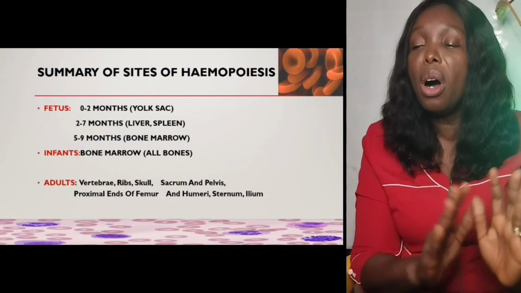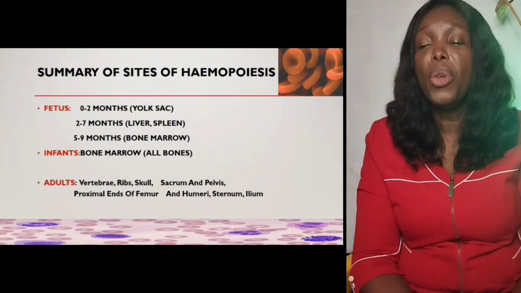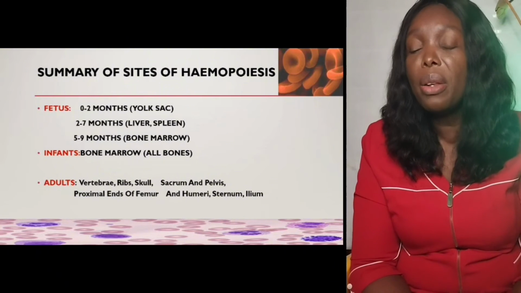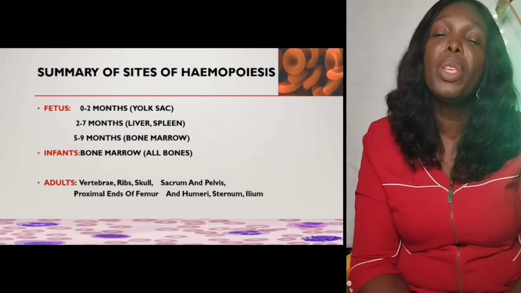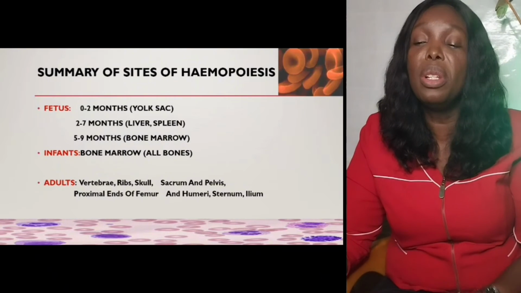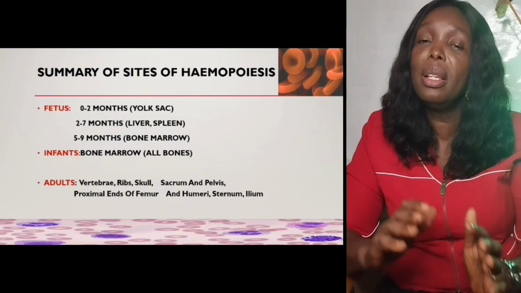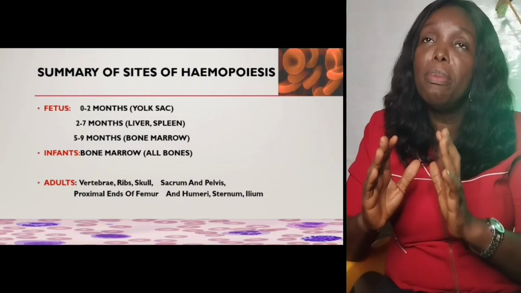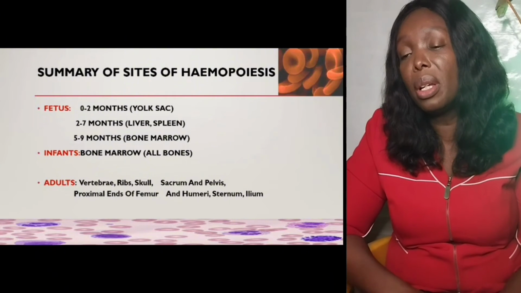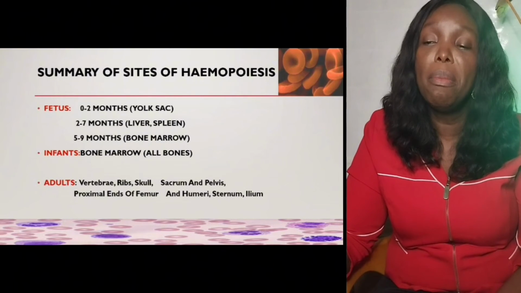While in infants, the bone marrow of all the bones is the site of production. While in adults, only the vertebrae, the ribs, the skull, the sacrum and pelvis, the proximal end of the femur and the humerus, the sternum and the ilium are the site of production of blood cells. Blood cell production is restricted to the marrow of these bones because as the child grows from infancy to adolescence and then to adulthood, the red marrow is replaced by the yellow marrow, and the yellow marrow is not involved in blood cell production. It's only the red marrow, which is found in the bones I have just mentioned.